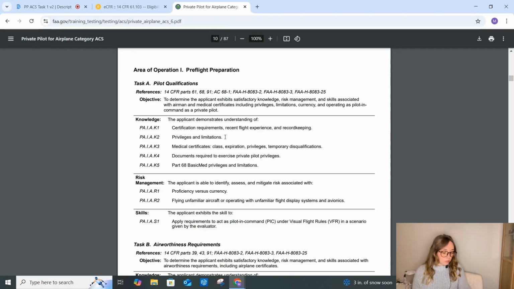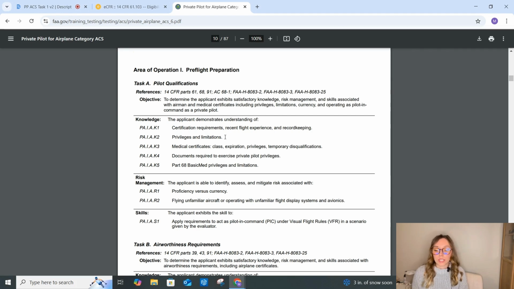So this first knowledge section, PA1.A.K1, 3 different pieces of it. The first is certification requirements. And essentially what that is implying is, what do you need to do in order to be eligible to even, 1, get to check ride point, the point of your check ride, and get your pilot license.